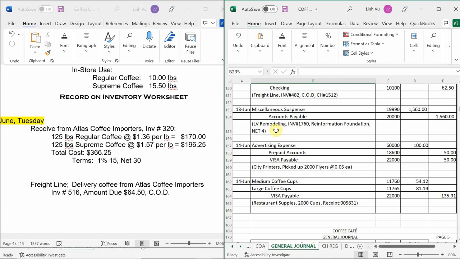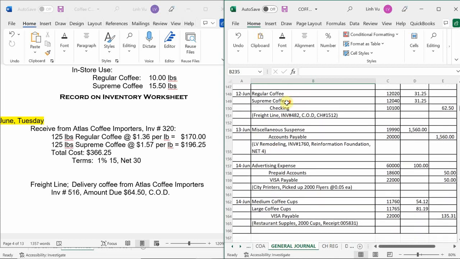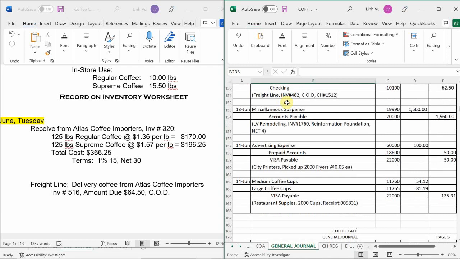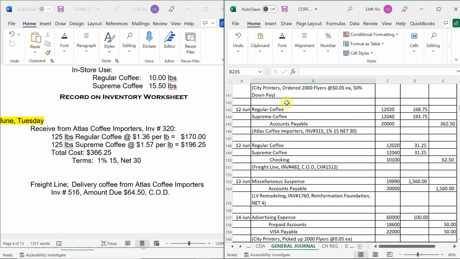Okay, so do you want to do that through the journal first, or do you want to do that through the inventory worksheet first? Journal. Okay, perfect. So how are we going to add to our inventory? The regular coffee is account 12020, and the Supreme Coffee account is 12040. Good. So here you go.